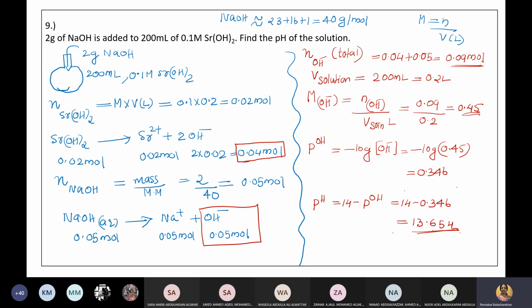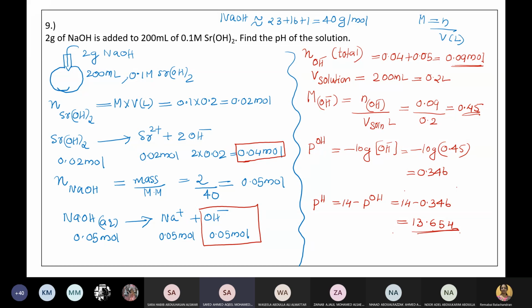So initially, what is the molarity? Tell me. It will be 0.45 also. NaOH 0.5. How much did you say? 0.45 total. Yes, 0.45 total molarity. Okay, and then?